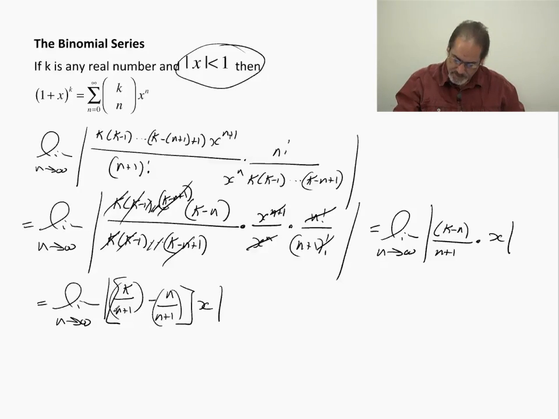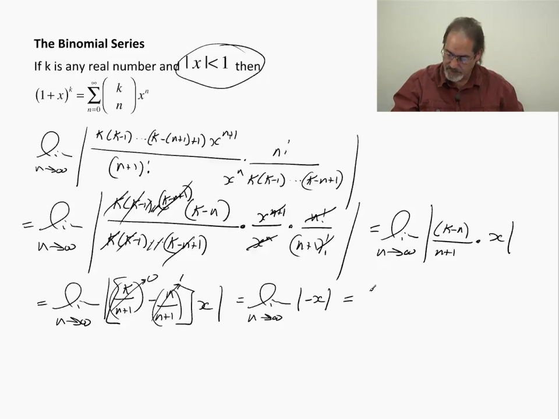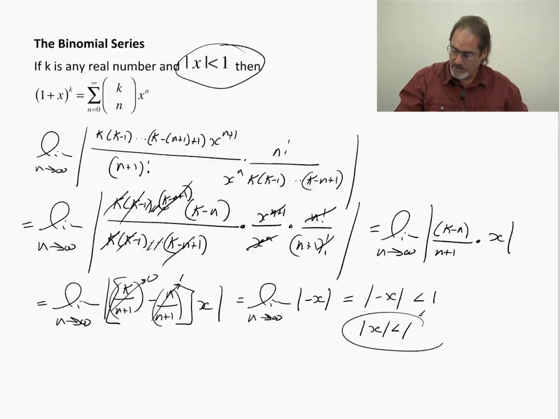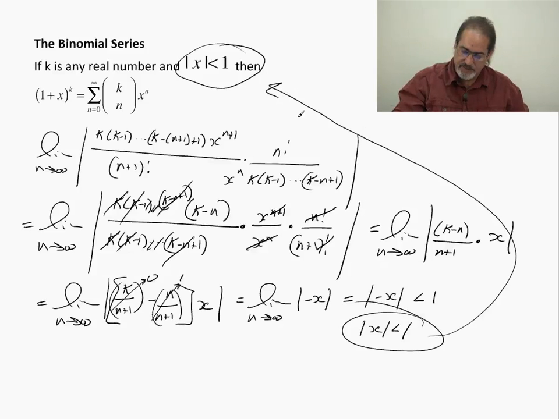Well, in the limit, this will go to 0, this will go to 1, so I have a negative 1. So this is actually equal to the limit as n goes to infinity of the absolute value of negative x, which is just |x|. So I need this to be less than 1, so what I really need is the absolute value of x to be less than 1. Okay? So that is what justifies that statement right there.